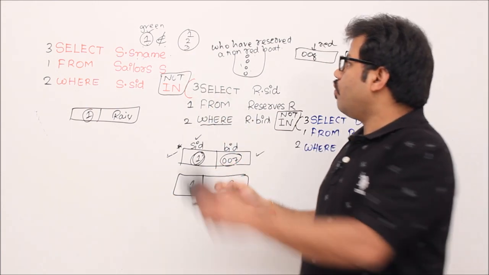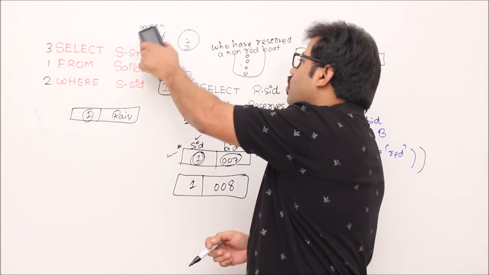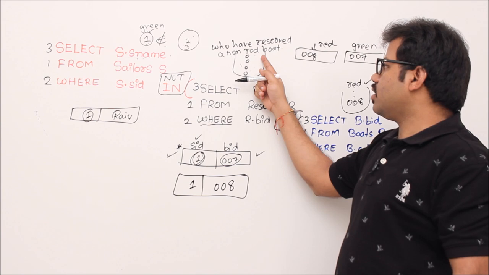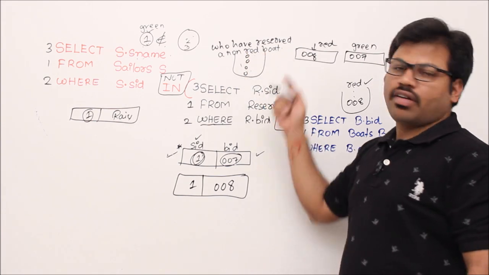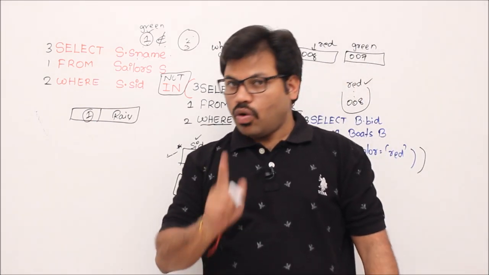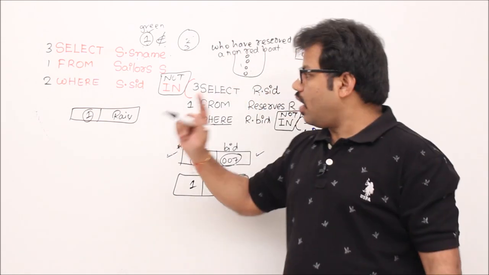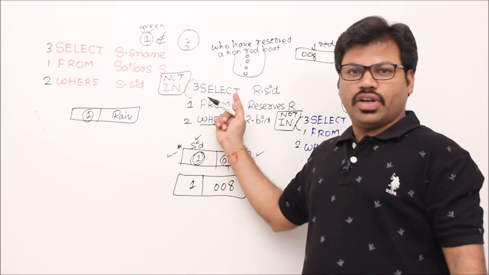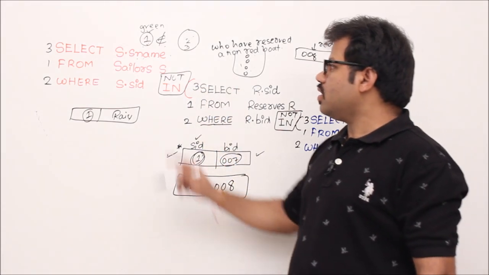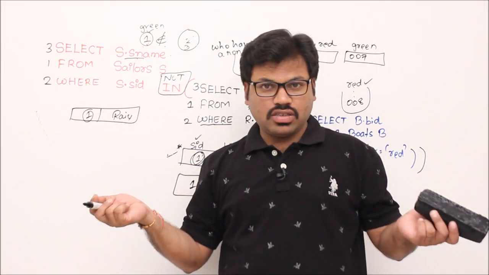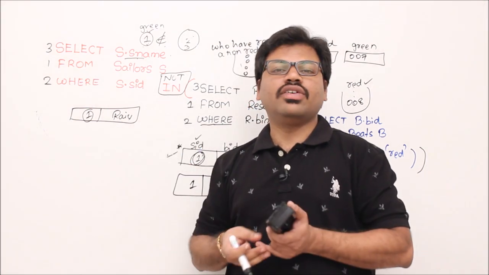That's why, whenever 1 is printed, 1 should not be here. Then that means he should not do this kind of activity. What is that? He should not reserve a non-red board. Then he should reserve only red boards. But I am not saying that they should compulsorily reserve. If and only if they reserve, they should reserve only red boards. Now the final answer is the collection of sailor names who reserve only red boards. I am not saying that here they compulsorily reserve red boards.